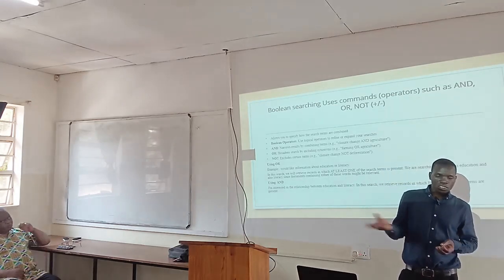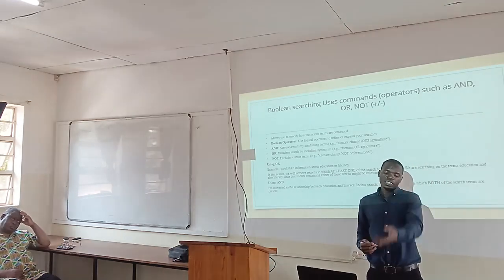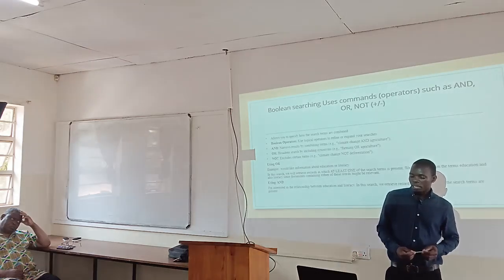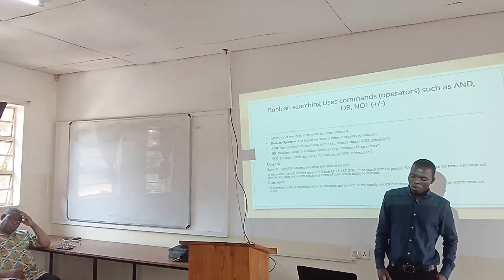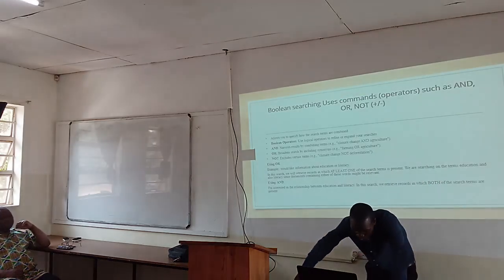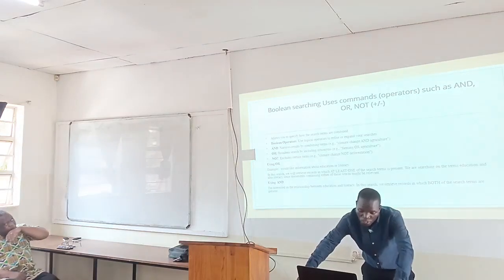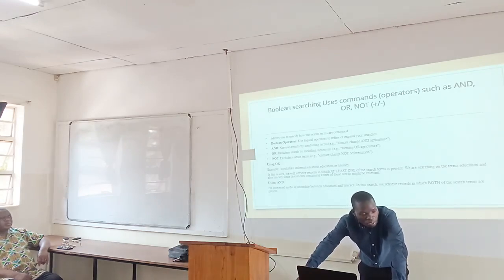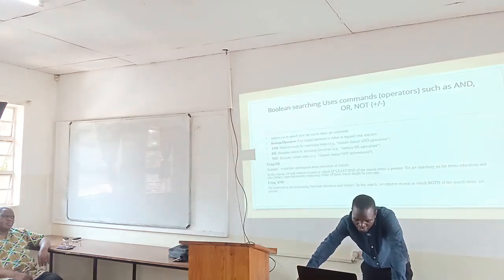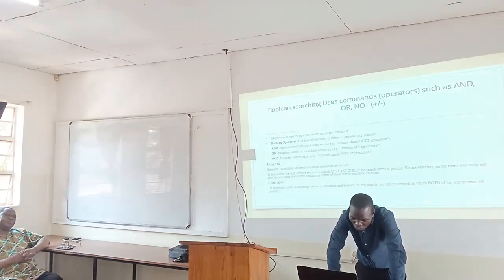For example, if in your research you have used a mixed design, which is qualitative and quantitative research design, when searching for information you should be aware of what you call Boolean operators, which use commands such as and, or, not, minus, or positive. When you say and, that means you are trying to narrow results by combining terms, for example, climate change and agriculture. But when you use the command or, that means you are trying to broaden the search by including synonyms, for example, farming or agriculture. But when you are using the command not, you are trying to exclude some of the terms. For example, climate change, not deforestation.